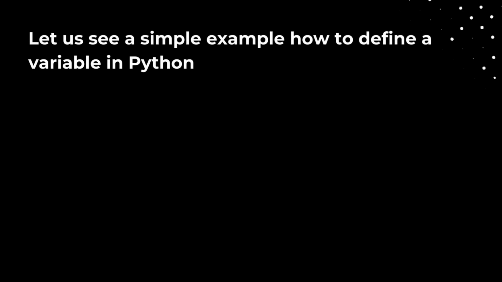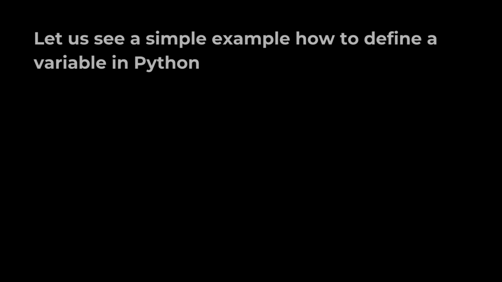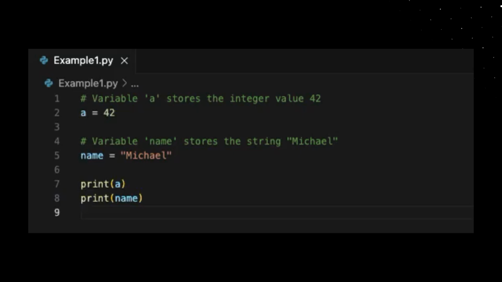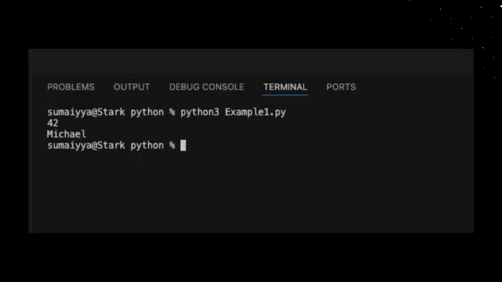Let us see a simple example of how to define a variable in Python. a = 42. Variable a stores the integer value 42. name = "Mikhail". Variable name stores the string. Now print(a), print(name). The output will be 42 Mikhail. In this example, the variable a is assigned the integer value 42 and the variable name is assigned the string Mikhail. As seen here, we did not explicitly declare their data types. Instead, Python automatically determined their types at runtime based on the assigned values.